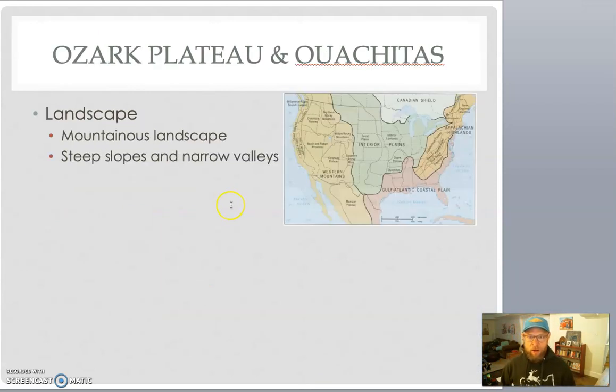All right, let's talk about Ozark Plateau and the Wichitas. So I've combined these because the forest cover types are very similar. And the landscapes are actually quite similar as well. They just have a little bit different climates because one's a little more north and one's a little more south. But generally, we're talking lots of mountainous landscapes, steep slopes, and narrow valleys. And this is a fairly small part of the country, and I think probably not visited a lot.